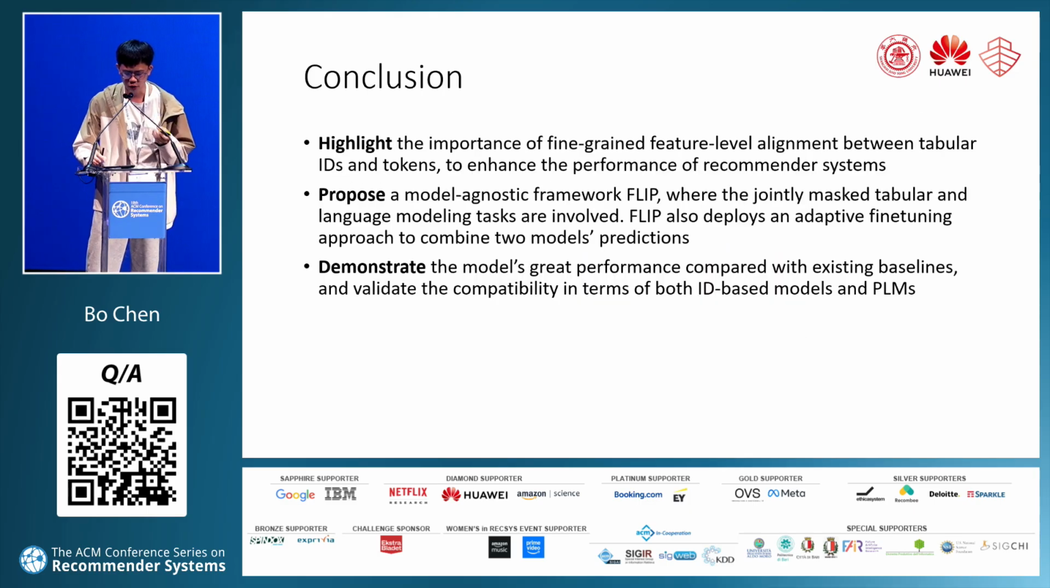Okay, finally, I will make a conclusion. We highlight the importance of the fine-grained feature-level alignment between the tabular IDs and the tokens to enhance the performance of recommender systems. Then we propose a model-agnostic framework where the jointly masked tabular and language modeling tasks are involved. The proposed framework also deploys a fine-tuning approach to combine the two models' predictions. Finally, we demonstrate the model's great performance compared with the existing baselines and validate its compatibility with both ID-based models and pre-trained language models.